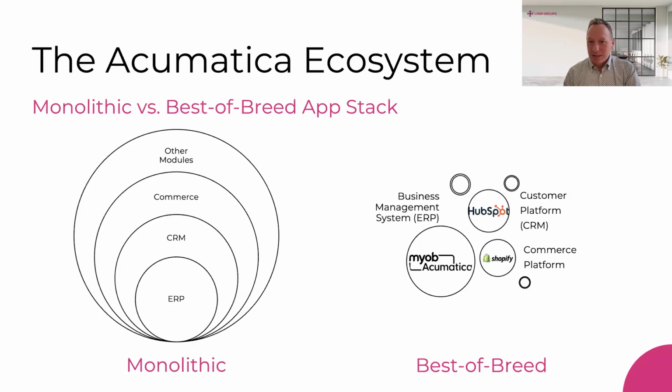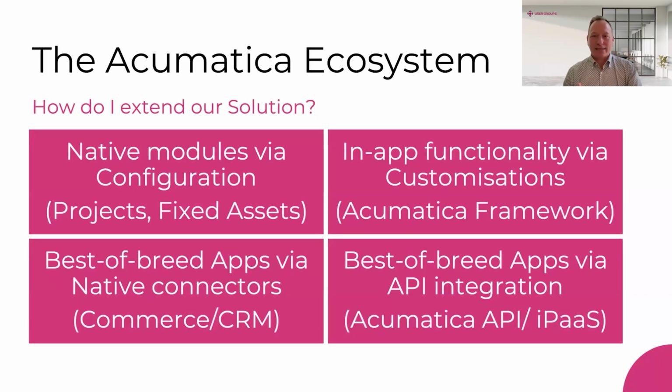We might have our ERP system and there might be Acumatica. We might have an e-commerce platform in Shopify, for example. We might have other applications that fit particular vertical requirements. But at the end of the day, it's about making sure that those applications are well integrated, that there's a clear single source of truth around the data, and that we're leveraging those applications to achieve the best results within our organizations. So how do I extend our Acumatica solution?